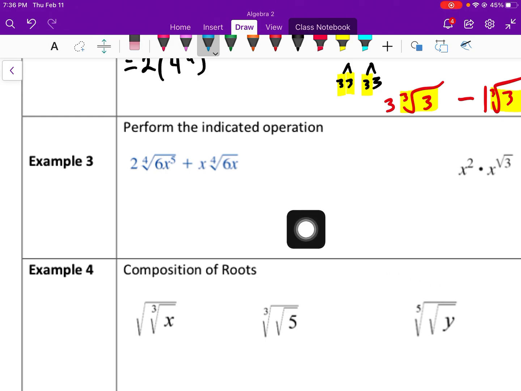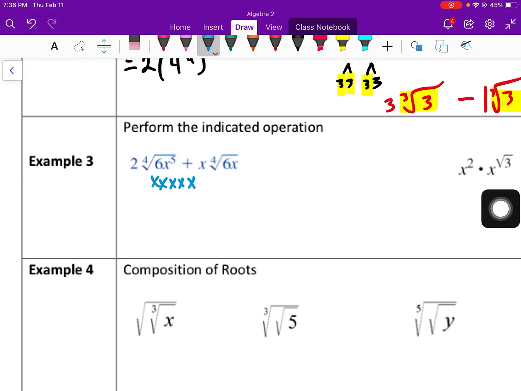Hopefully you're starting to feel a little more comfortable with it. Okay, now in this case, our bases are the same, 6x, 6x. Our indexes, or the radicals, 4th root, 4th root. But we have not simplified this one yet. So our exponents are not the same. So how many x's are there under the radical? It's x to the 5th, so there'd be 5. 1, 2, 3, 4, 5.